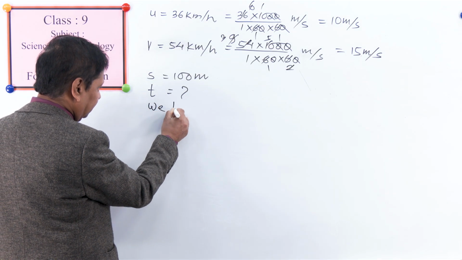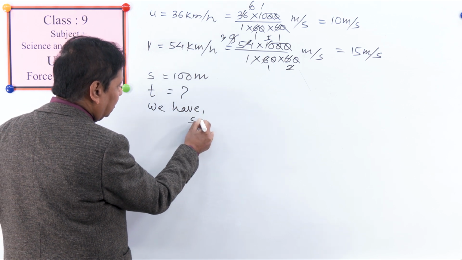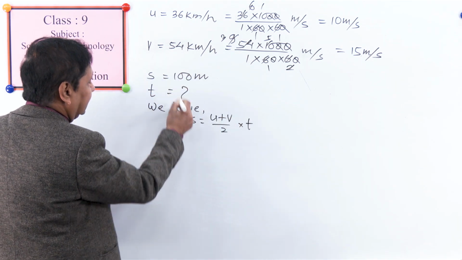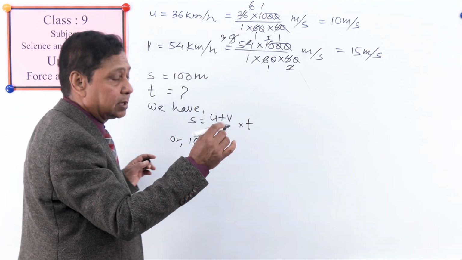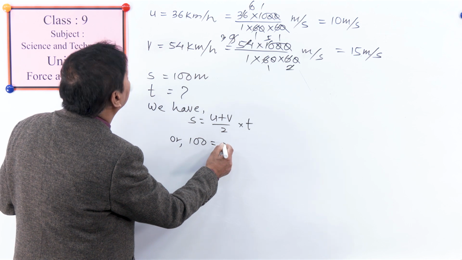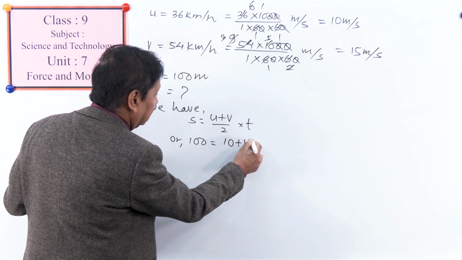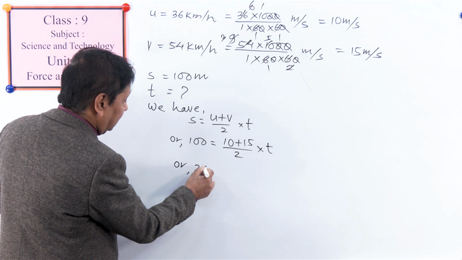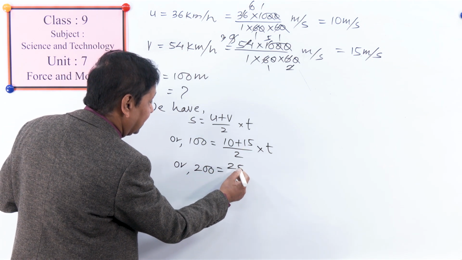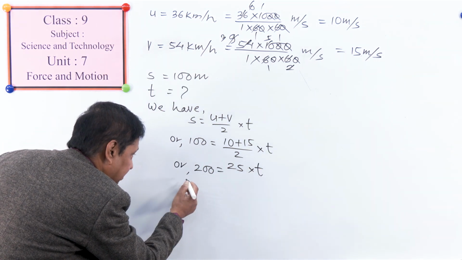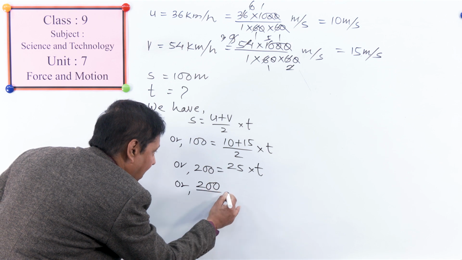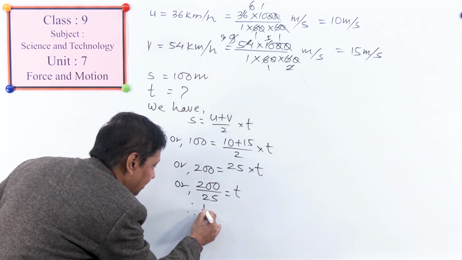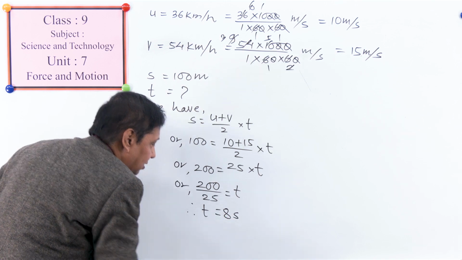We have S equal to U plus V by 2 into T, or the value of S is given here, 100 equal to, I am not using units in the process, okay, 100 equal to U is 10, V is 15, divided by 2 into T. If 2 is taken to left hand side, then we will get 200 equal to 10 plus 15 becomes 25 into T. Now if 25 is taken to left hand side, we will have 200 divided by 25 is equal to T. If we divide 200 by 25, then answer will be T equal to 8. 8 eights are 200. You can use calculator.